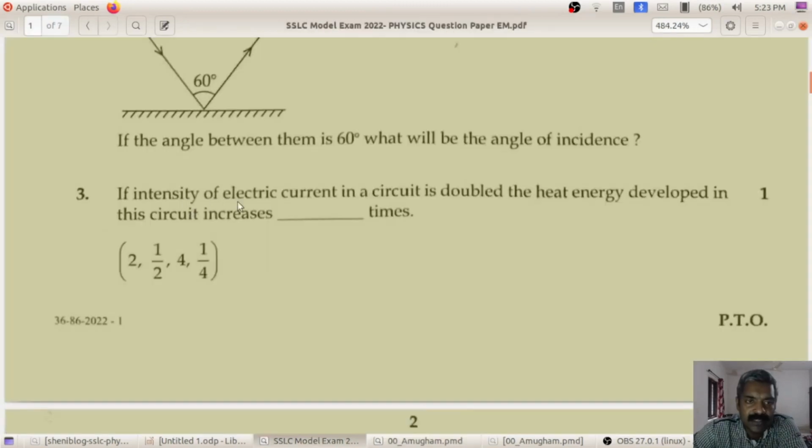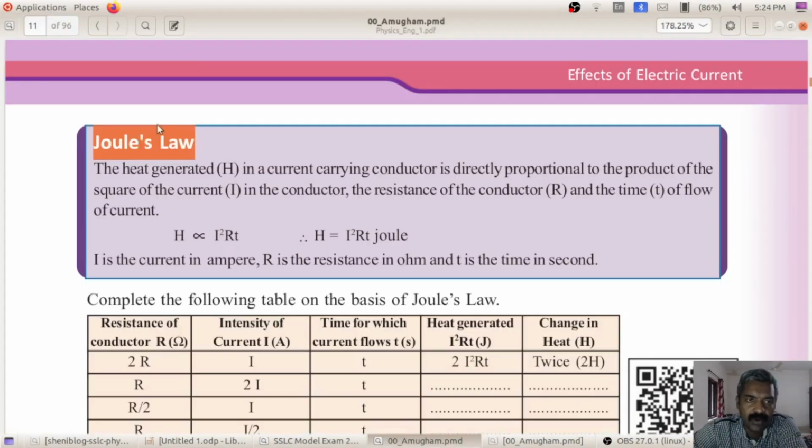If the intensity of electric current in a circuit is doubled, the heat energy developed in the circuit increases dash times. According to Joule's law, the amount of heat produced is directly proportional to the square of the current through the circuit. The current is doubled, so the heat is 4 times.